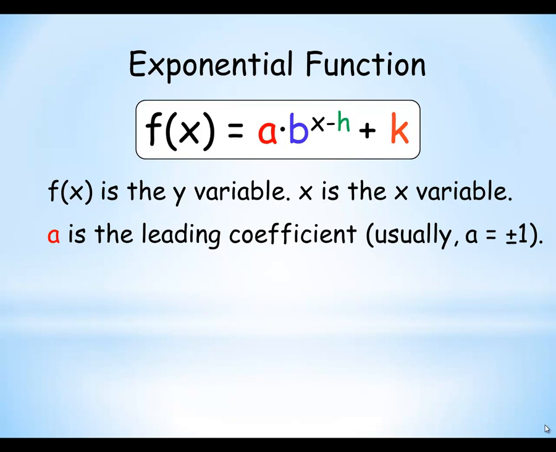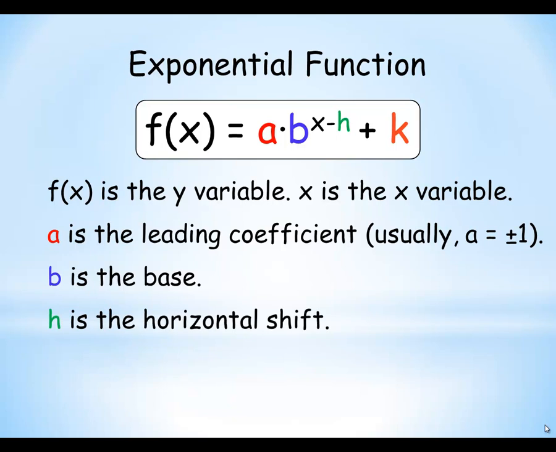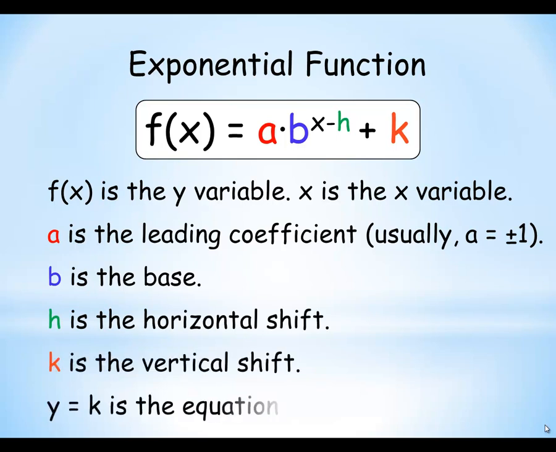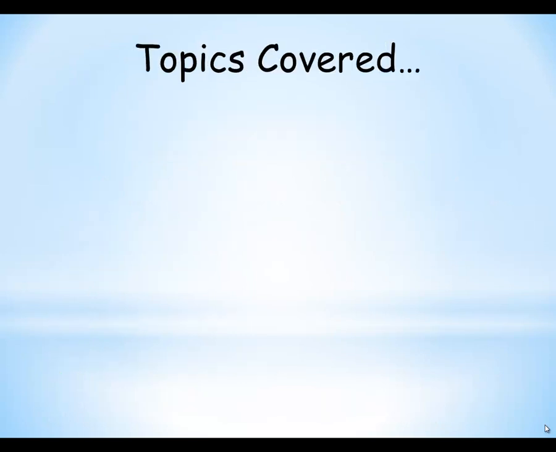A is the leading coefficient. In the problems we'll work with, a will always be plus or minus 1. B is the base, h is the horizontal shift, k is the vertical shift, and y equals k is the equation for the asymptote, and we will discuss asymptotes in just a moment.